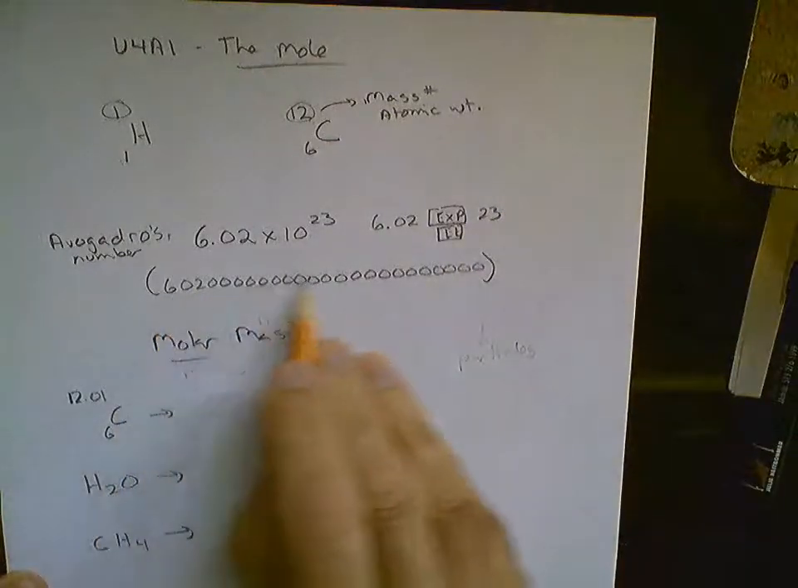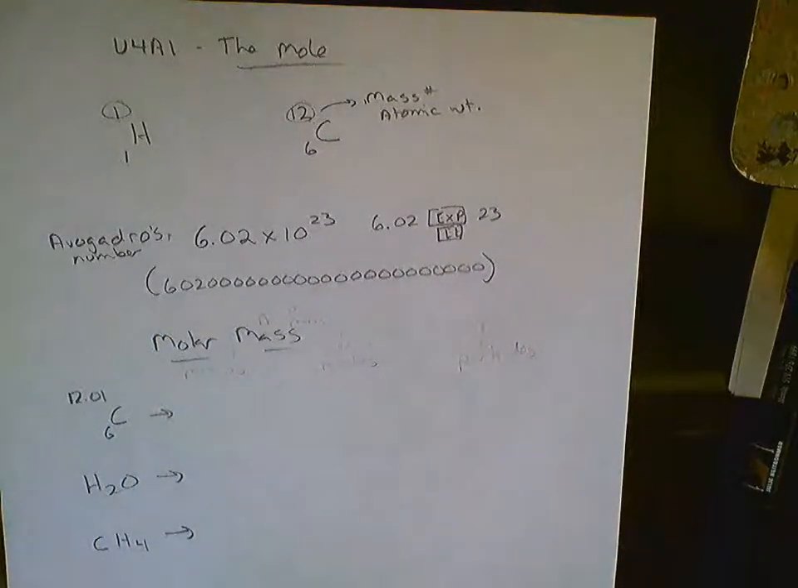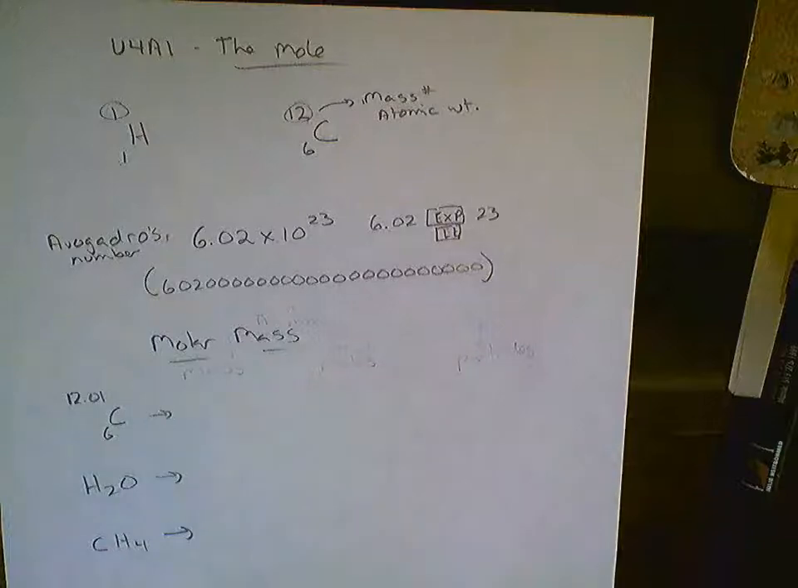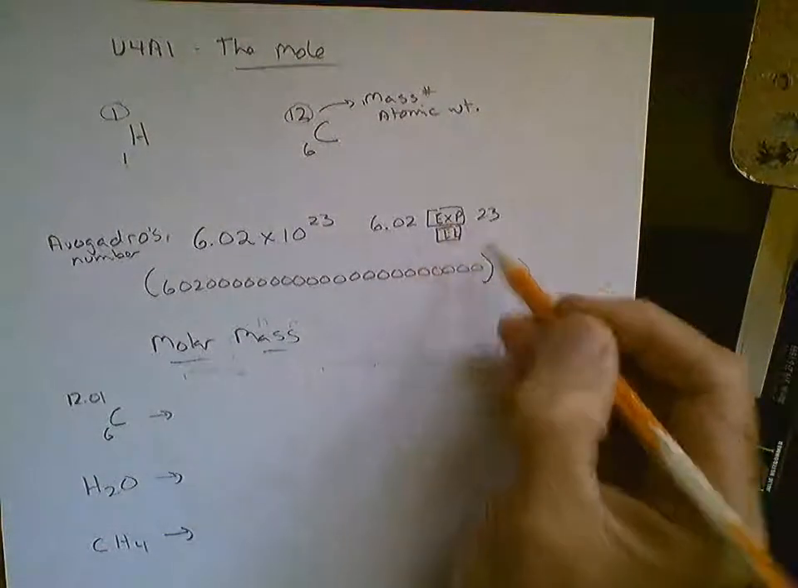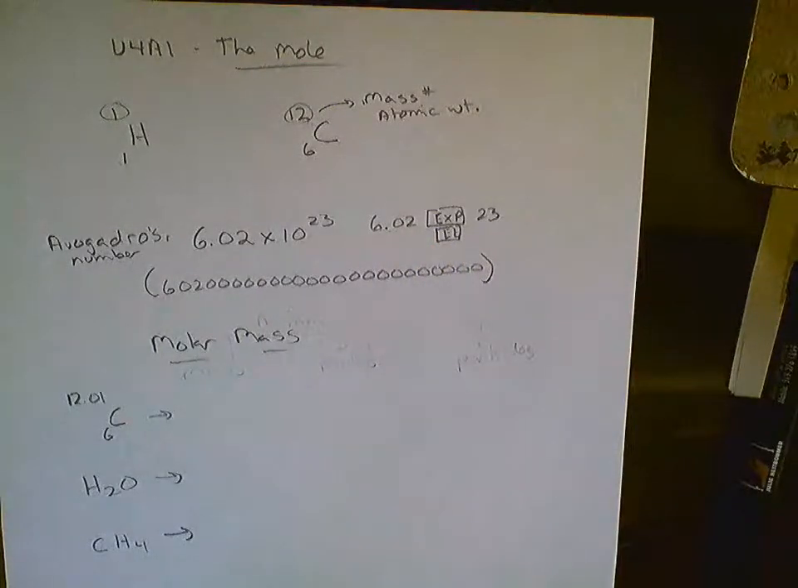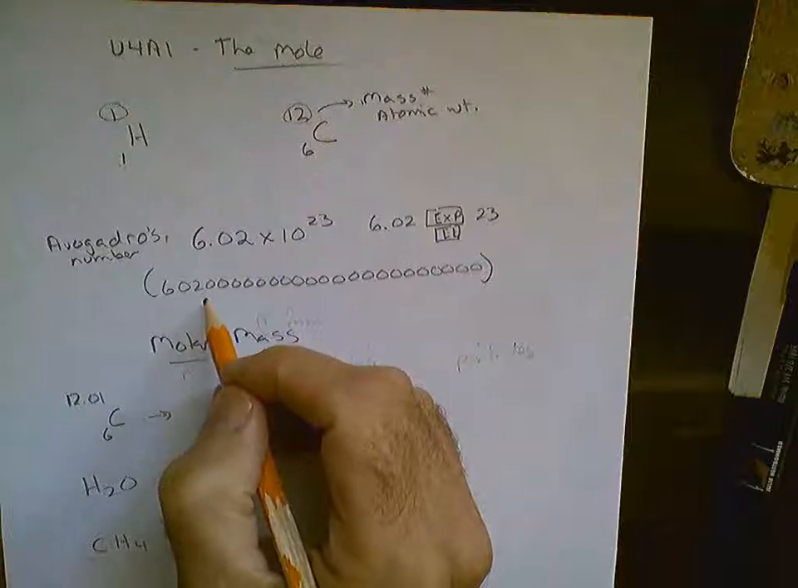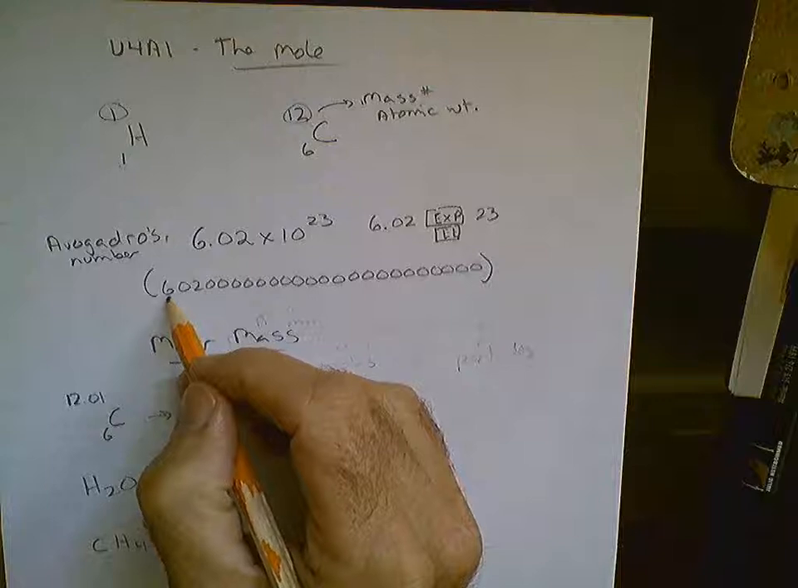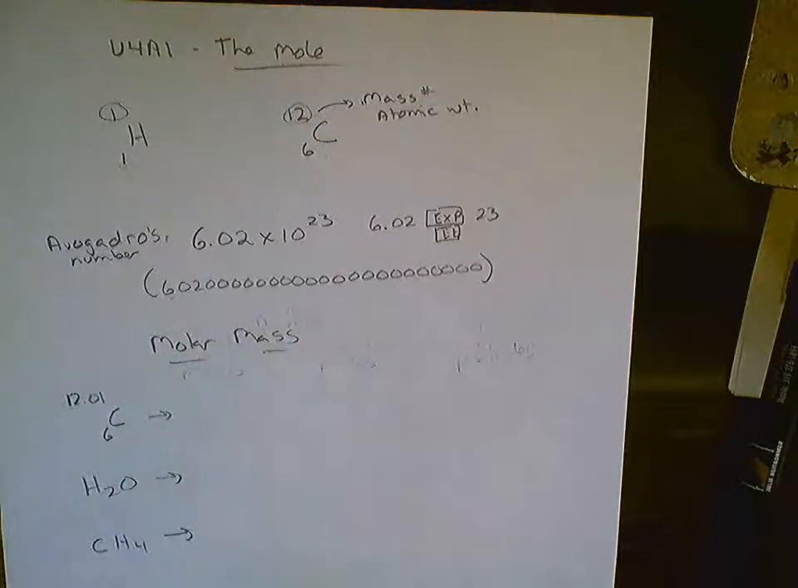This number is huge. You could not count up to this number. If you started counting from the time you were born, you wouldn't even get close to counting up to this number right here. It's very important that you can enter this number in your calculator, so make sure that you try that. It's either 6.02 EXP23 or 6.02 EE23. Now, if you have a dozen donuts, you have 12 donuts. If you have a mole of carbon, you would have this many carbon atoms.